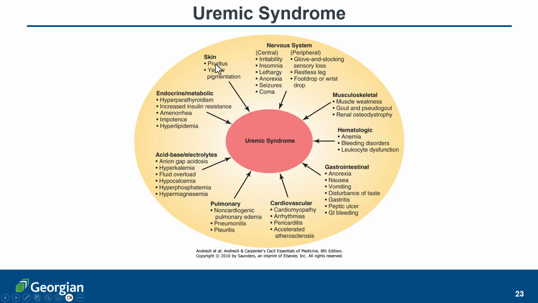So pruritus, or whole body itching, and yellow pigmentation. This is similar to the buildup of bilirubin, but these nitrogenous waste byproducts, including bilirubin, all have this yellow pigmentation, so the skin becomes yellow, especially the sclera. So usually we associate jaundice or icterus with liver disorders, but the uremic syndrome can also lead to this yellow pigmentation of the skin. In other words, the uremic syndrome can affect any, and eventually it will affect all the organ systems in the body.